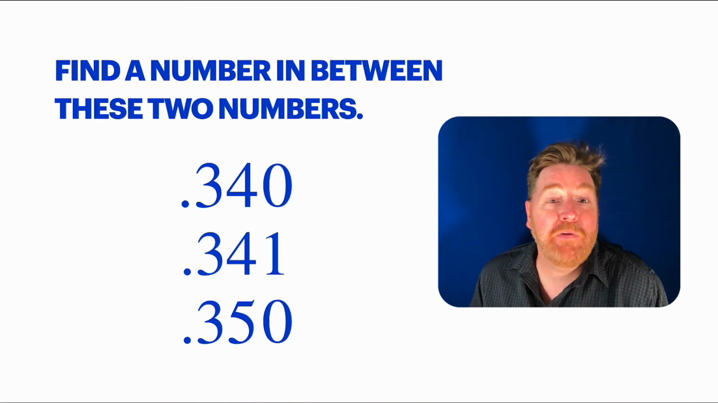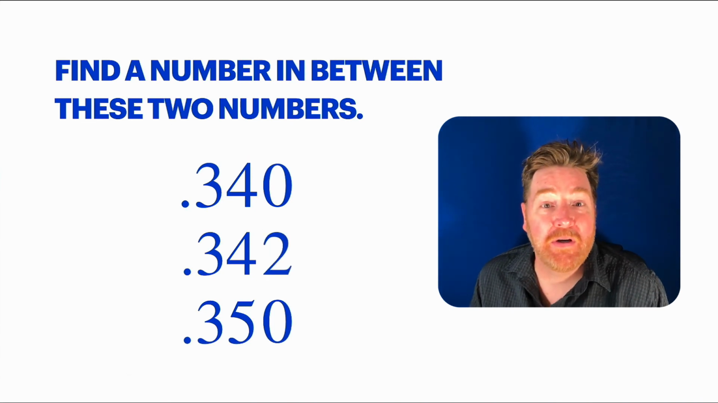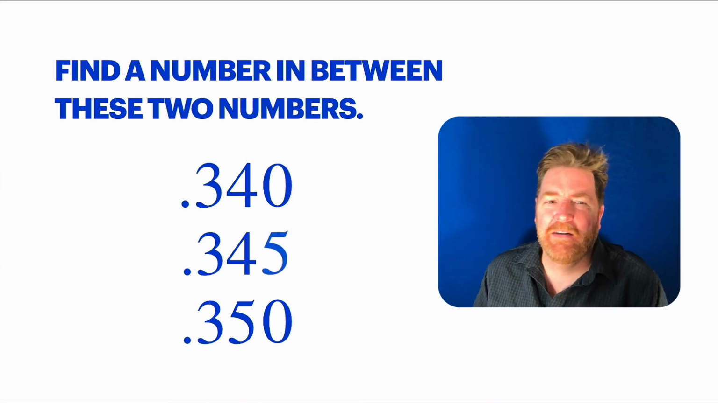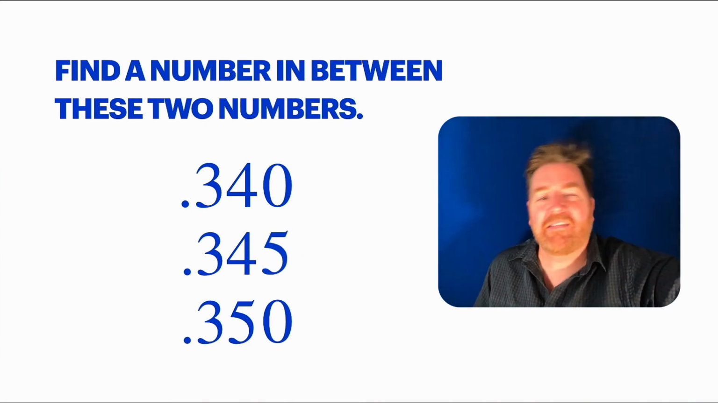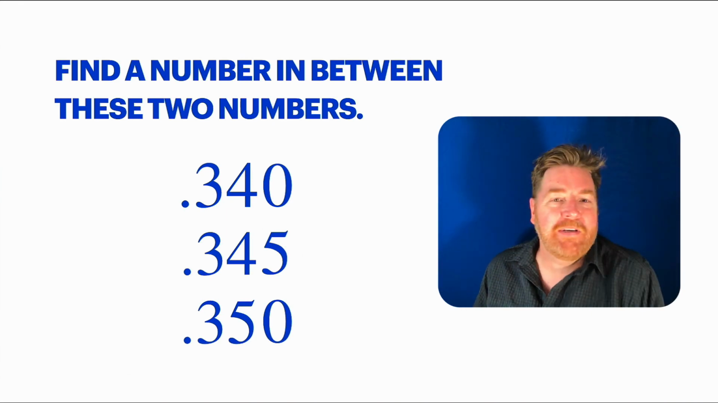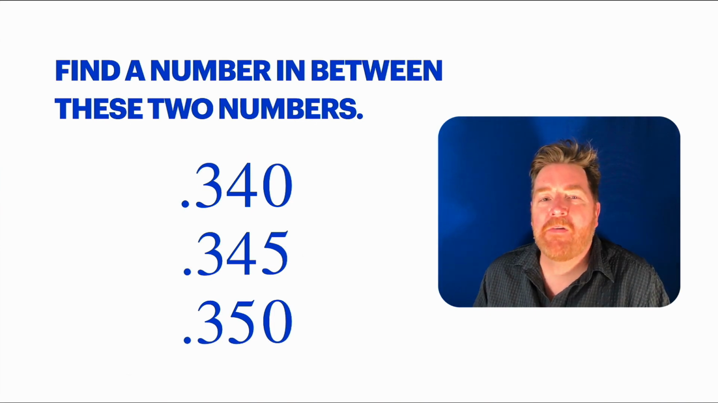Like, how about 0.341, right? 341 thousandths or 342, 343 thousandths, 4, 5, keep going, 6, 7, 8, 9. Whoa, man, we got lots of room. Just pick one of those, okay? Pick one of those and you're good. All right.